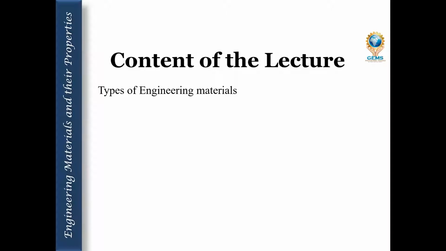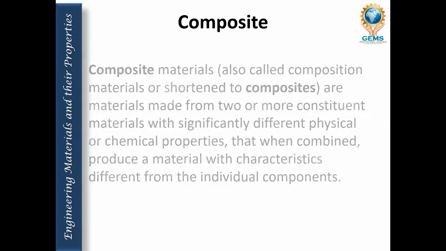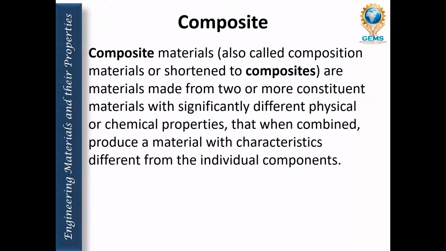The content that we're going to discuss today is types of engineering materials. That is part 1, this is part 2. First one is composite. Last class we would have discussed metals and alloys, polymers, composites, right? So we have deeply discussed composites.